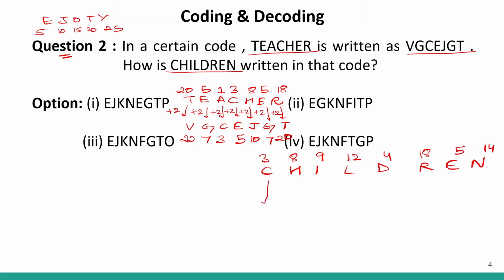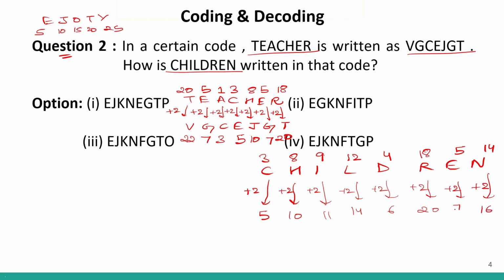Now I have to move plus 2. So plus 2 will give me 5. Here also plus 2 will give me how much? 10. Here also plus 2 will give me 11. Plus 2 will give me 14. Plus 2 will give me 6. If I add 2, I'll get 20. If I add 2, I'll get 7. And here also plus 2 will give me how much?